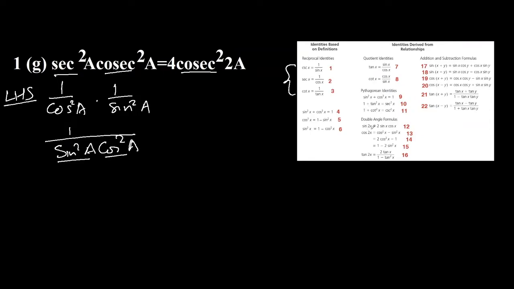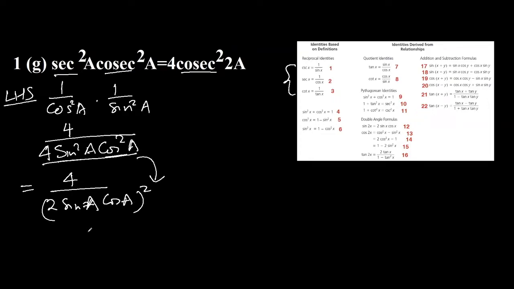If you look here, sine 2x is 2 sine x cos x. So if I put 4 here and 4 on top, that should not make any difference, and now it matches with that one. So we can write this as 4 over (2 sine a cos a) square. Right? This one can be written this way, and it matches sine 2a, 4 over sine square 2a, and which is 4 cosecant square 2a, because the reciprocal of sine is cosecant. That is RHS.